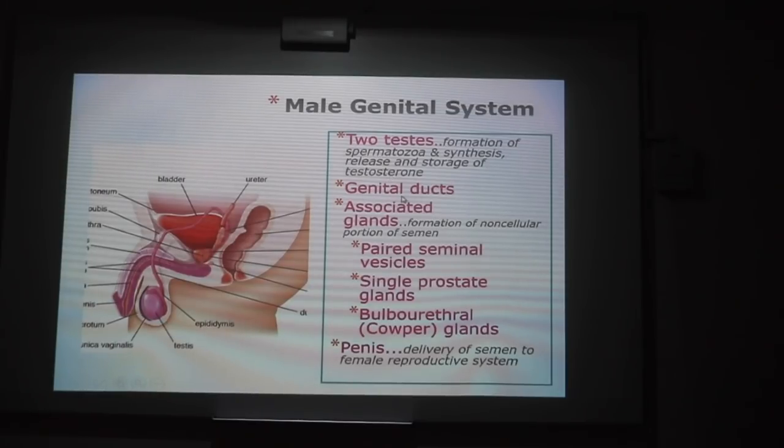Then we are going to talk about the genital ducts, which take the sperms from the testes into the urethra. So we are going to talk about the internal duct system and the external duct system, which is important in terms of the transport of the sperms to the urethra. And then the associated glands, which include the seminal vesicles, the prostate, the bulbourethral gland, and finally the delivery of the semen to the female reproductive system through the penis. And so we are going to talk about the penis.